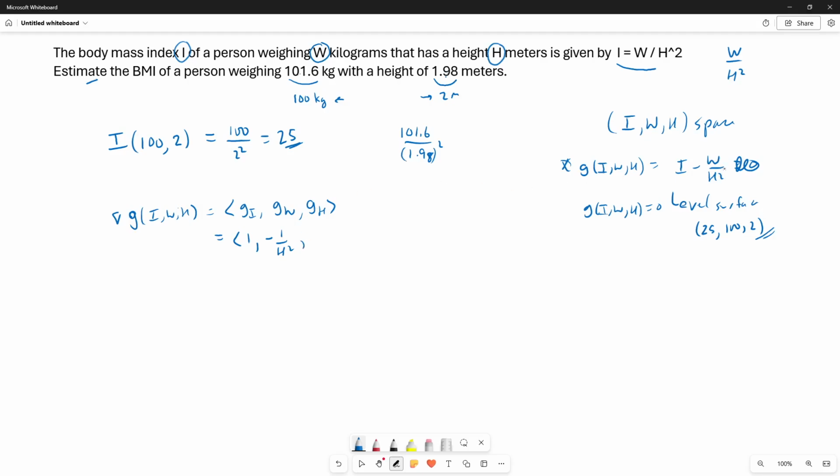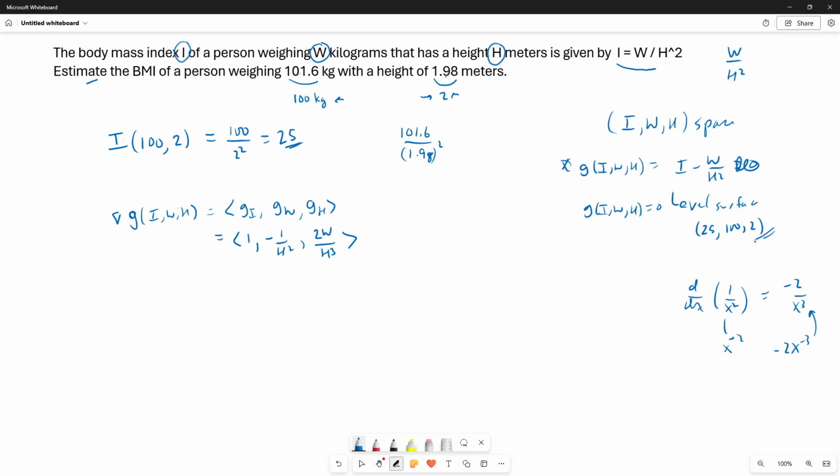And then g sub h, so the derivative with respect to x of 1 over x squared is negative 2 over x cubed using the power rule, because this is x to the negative 2, and then the derivative is negative 2x to the negative 3, which is that guy right there. We have a negative in front, so that's going to drop out. The W is just going to sit there. So we have 2W over h cubed. So this is our gradient vector.